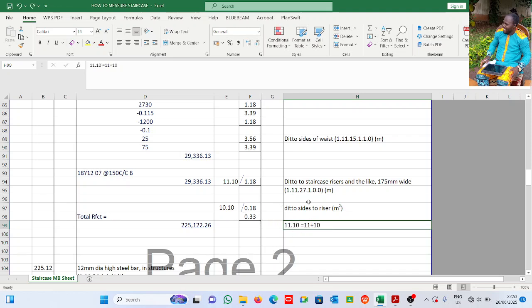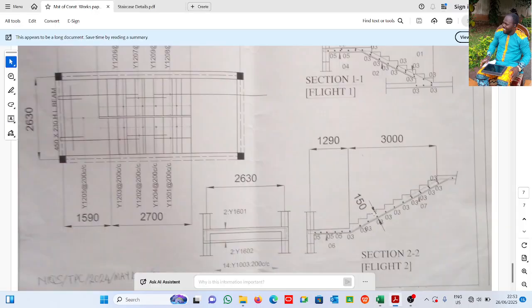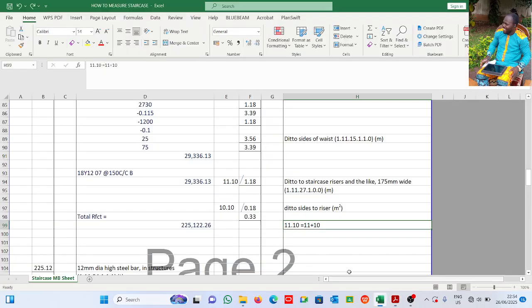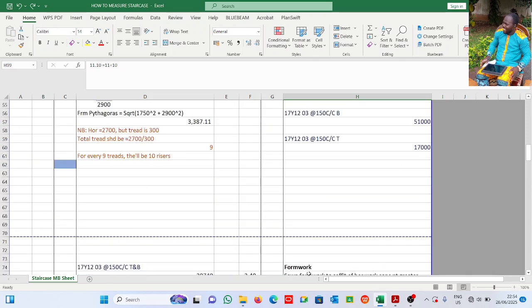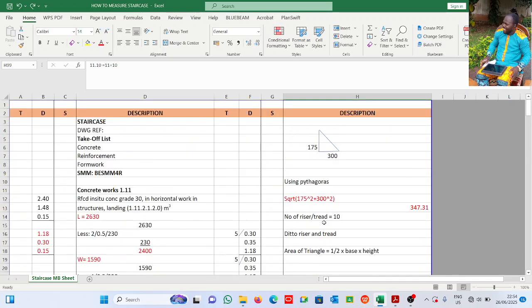The same thing here for the riser and the thread. All these points here, this triangle here, you have to cover it. It is not the same thing as that of the waist or the edges of the waist. They are very different. Alright? So the same thing we did here, if you come to riser and thread, I just picked it from there.